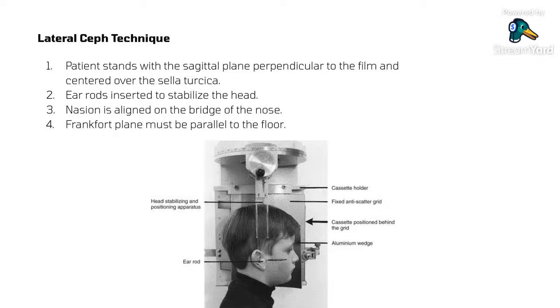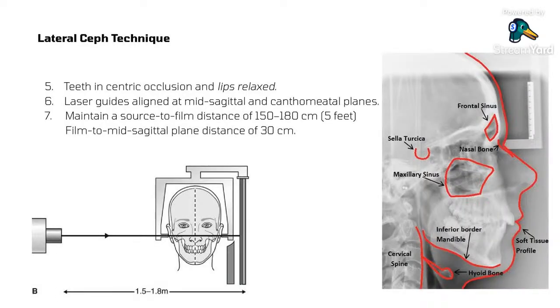Okay, this is a black and white picture, but if you go to the radiograph and get a lateral Ceph, you will see that for the calibration, they will have laser beams. Okay. All right. Then the teeth must be in centric occlusion and the lips must be relaxed. I cannot emphasize enough the lips being relaxed, because I myself in my practice have found so many images in which the patient's lips are not relaxed.